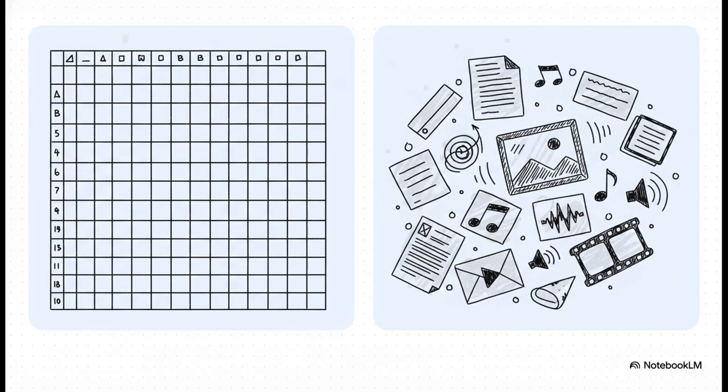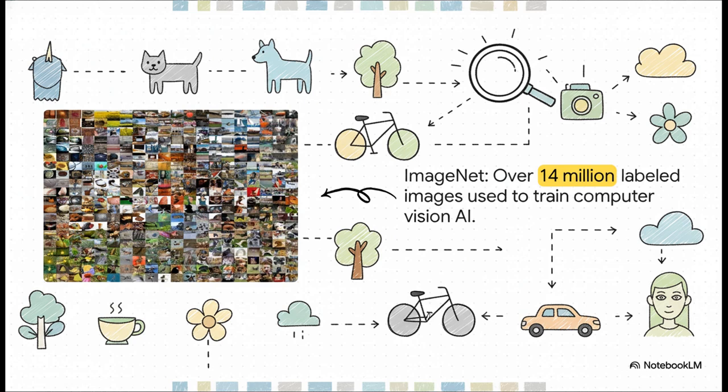Everything is organized in neat rows and columns, all tidy and easy for a computer to read. Then you have unstructured data, and that's, well, pretty much everything else in the world. We're talking text from emails, images, audio files, videos. It's all the messy, chaotic, real-world stuff that holds a ton of value but doesn't just slot neatly into a table.